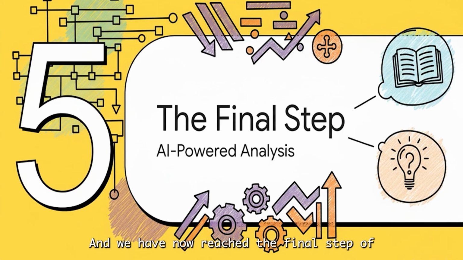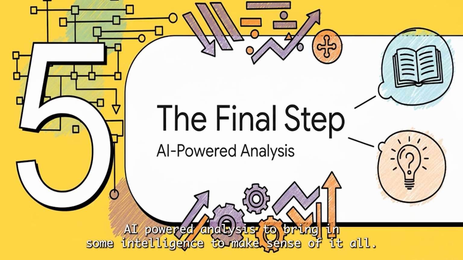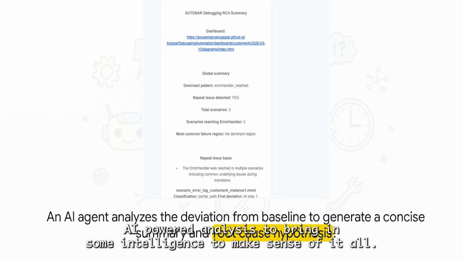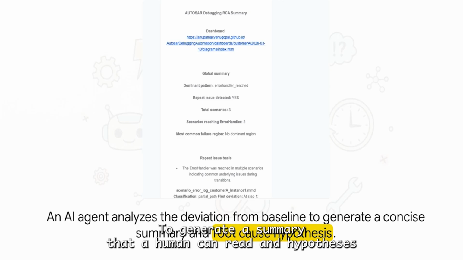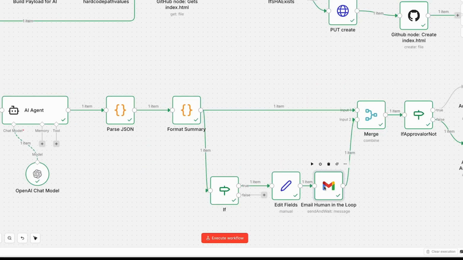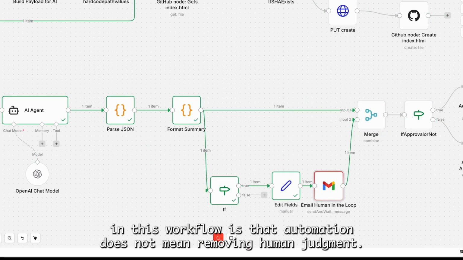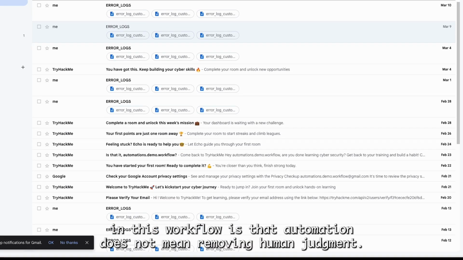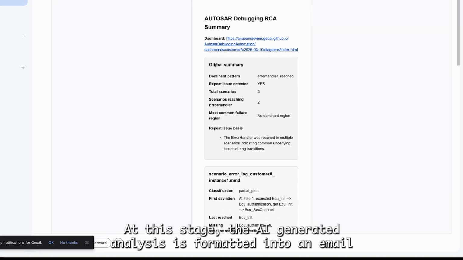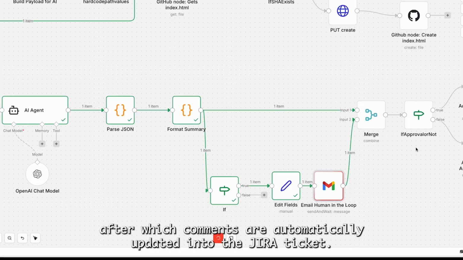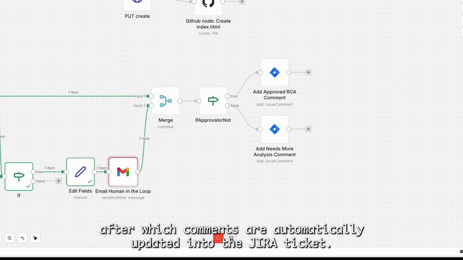And we have now reached the final step of AI-powered analysis, to bring in some intelligence to make sense of it all, to generate a summary that a human can read and a hypothesis about the root cause, all using an AI agent. And one important principle in this workflow is that automation does not mean removing human judgment. At this stage, the AI-generated analysis is formatted into an email and sent for review. The engineer can then review the likely root cause and accordingly approve or reject the root cause analysis, after which comments are automatically updated into the Jira ticket.